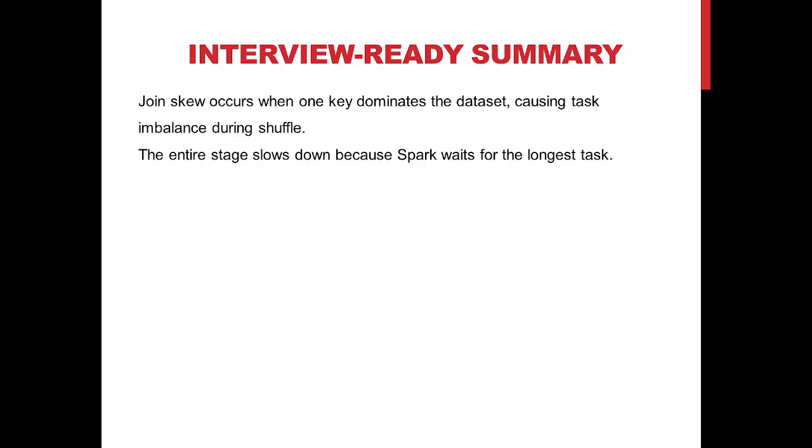If this question appears in an interview, say this: join skew occurs when one key dominates the dataset, causing partition imbalance. And it happens during shuffle. So the stage slows down, because Spark waits for the longest task. That answer shows that you understand the execution internals.